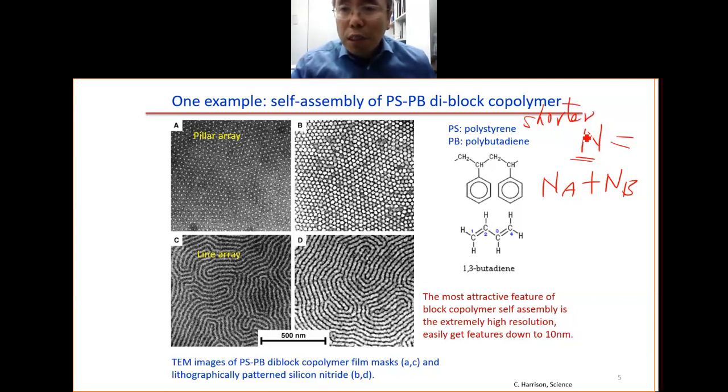When the N is small, we have this shorter chain, right? So when we have a shorter chain for smaller N, we get higher resolution. But how short can this N be? This N cannot be too small.